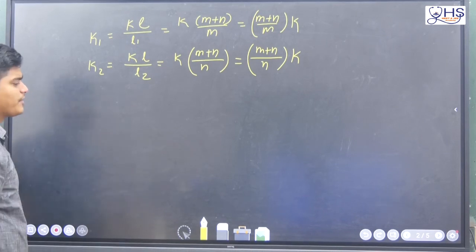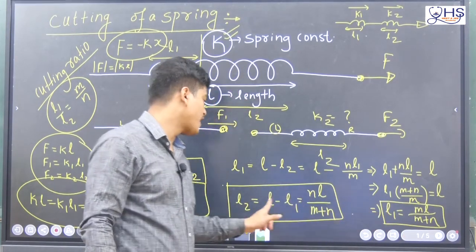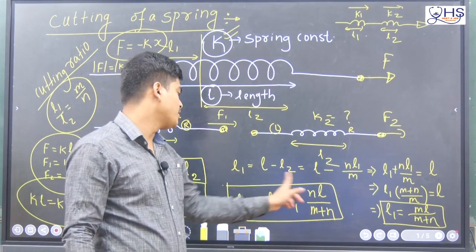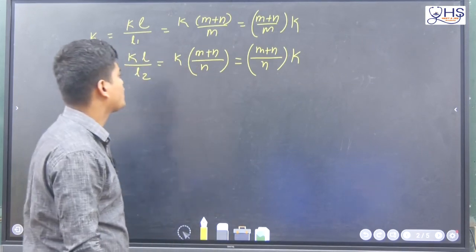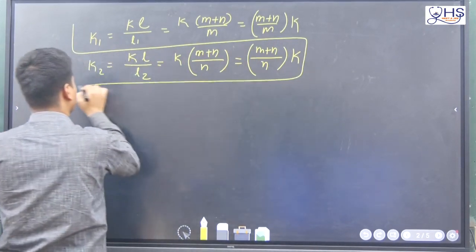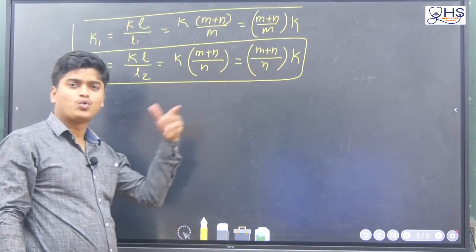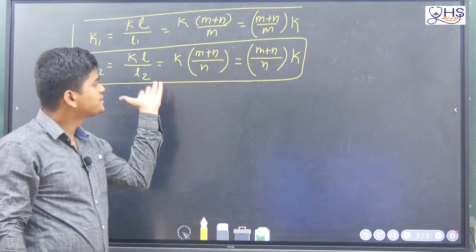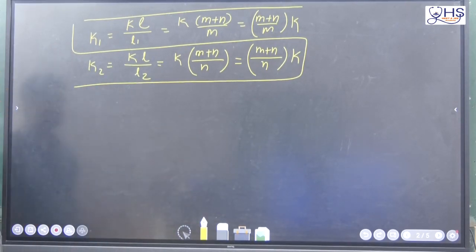So my K1 and K2 I am getting from the L1 and L2 ratio given here. So here you will find L by L2, then it will be M plus N by N. Okay. So this is the K1, K2 you are getting. Now, we understand if this spring is cut into equal parts, what happens? If the spring is cut into a 1:2 ratio, what happens? If the spring is cut into a 1:4 ratio, what happens? Like that, we will try to understand.